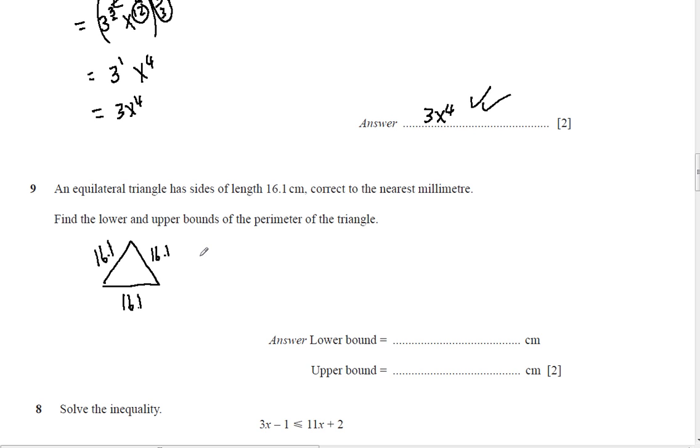So what we're going to have to do is find the lowest possible value each of these sides can be, and the highest possible value each of these sides can be, then add them all up to get the lower bound and upper bound of the perimeter.